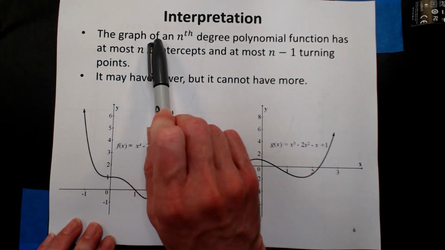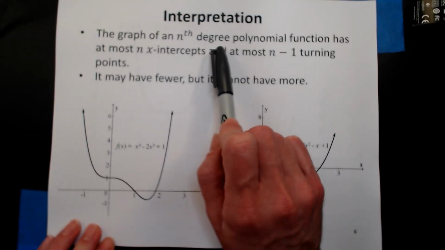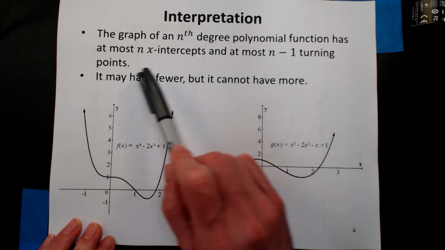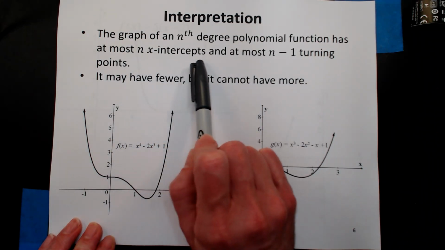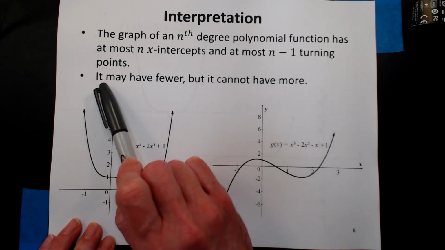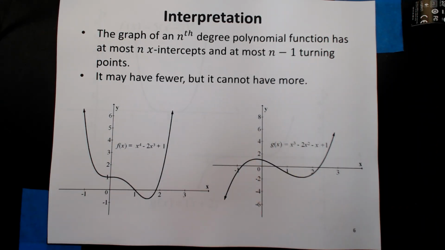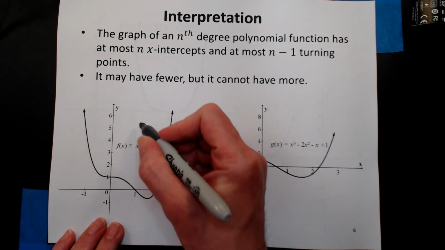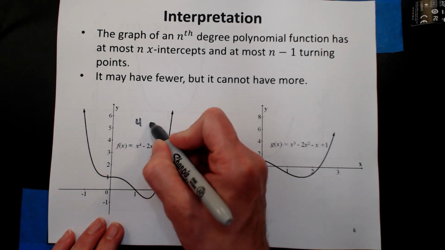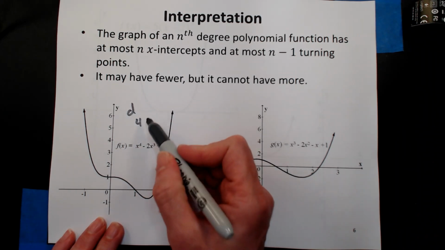Interpretation: the graph of an nth degree polynomial function has at most n x-intercepts and at most n minus 1 turning points. It may have fewer, but it cannot have more. So in other words, we have a fourth degree in this first example.